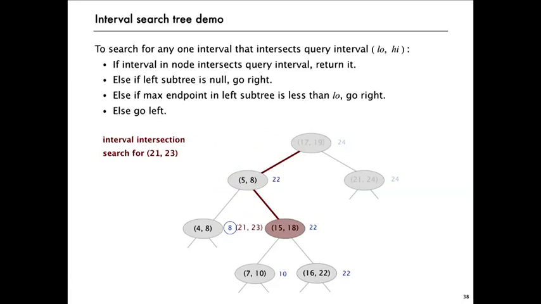Intersection 21, 23, 15, 18, they do not intersect, so now do we go left or right? Again, 10 is less than our left endpoint 21, so we better go to the right. And now 21, 23 does intersect 16, 22, so we return an intersection. Again, one path through the tree to determine an intersection.